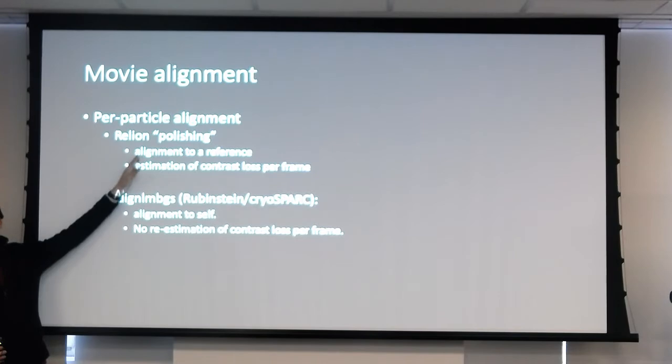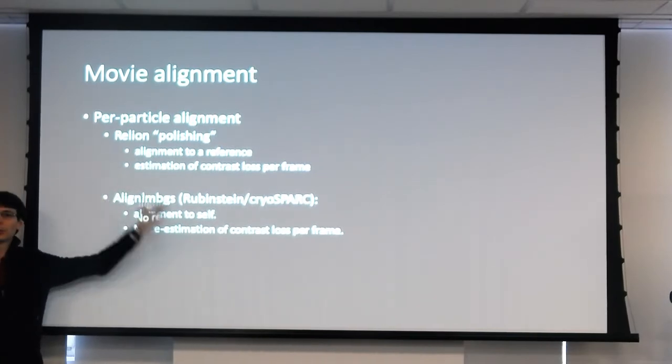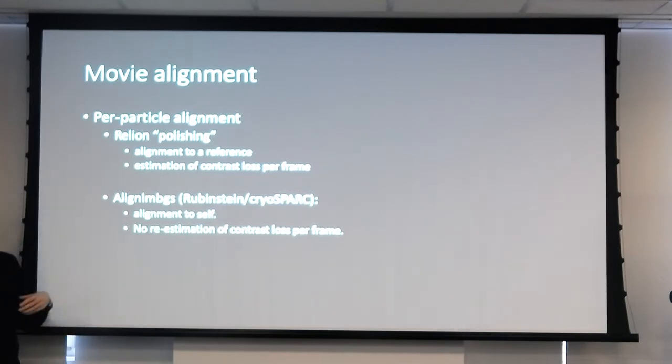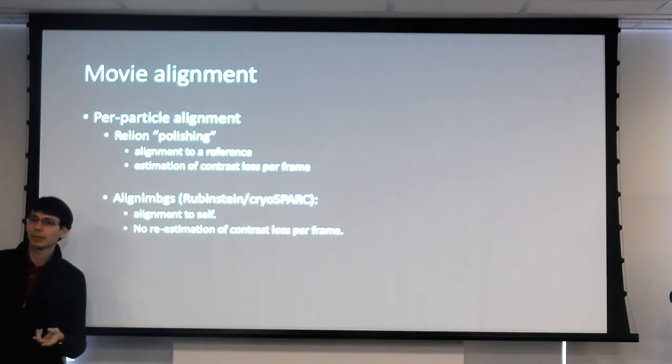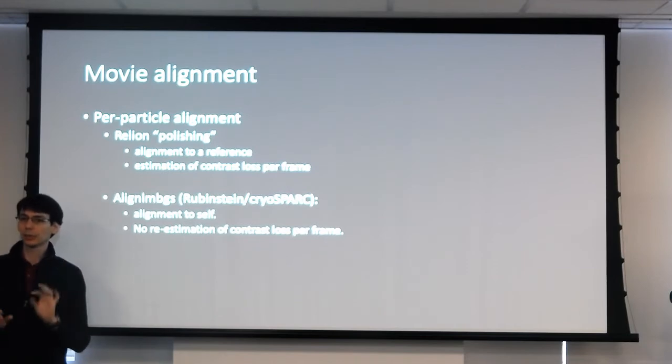Yeah, so you have to first get your initial reference, do your 3D reconstruction, potentially classify your data, and then you do that. Whereas the Rubinstein algorithm, you can do it straight away. You just need the coordinates of your particles. That's all it asks for.